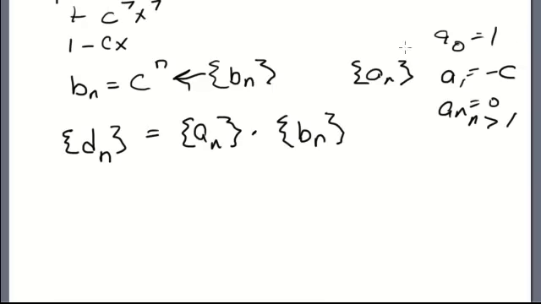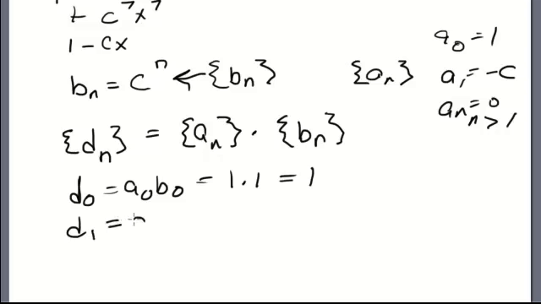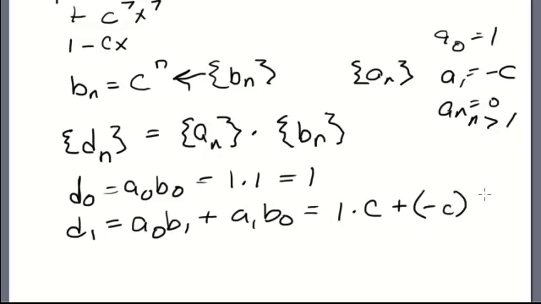If we look at the sequence a, there are only two terms that are non-zero, a0 and a1. So there's only two terms we have to worry about because 0 cancels the others out. So we look at d0, and that's a0 b0. a0 is 1, and c to the 0th power is 1, so that's just 1. So far so good. d1 is equal to a0 b1 plus a1 b0, and that's equal to 1 times b1, which is c, plus a1, which is negative c, times b0, which is c to the 0, which is 1. So that's equal to c minus c, which is equal to 0, which is still good.